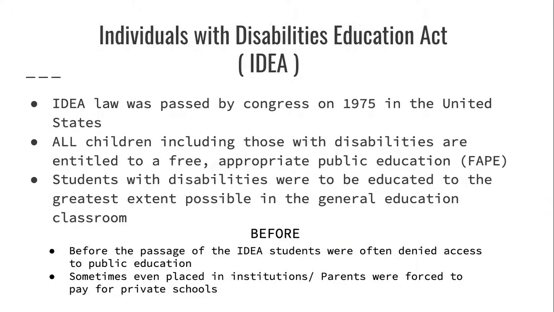I'll start off with the IDEA, which is the Individuals with Disabilities Education Act. The IDEA law was passed by Congress in 1975 in the United States. All children, including those with disabilities, are entitled to a free and appropriate public education, also known as FAPE. Students with disabilities were to be educated to the greatest extent possible in the general education classroom.